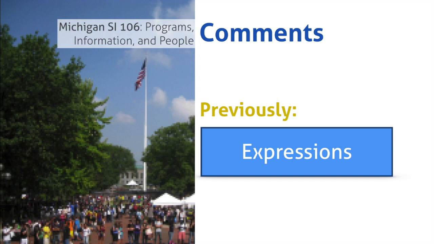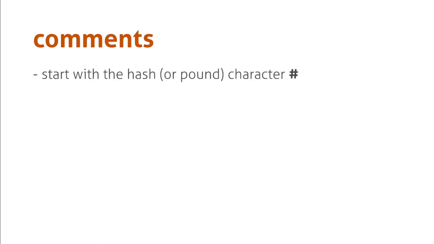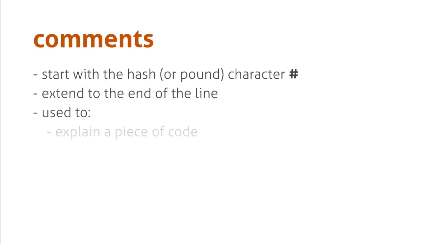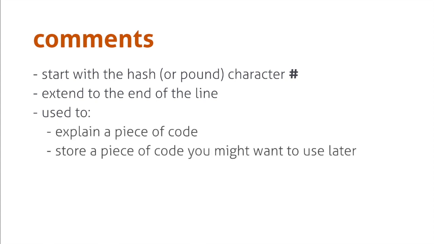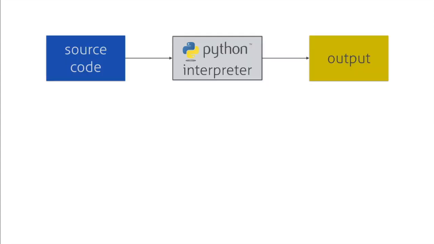Comments are a way to make our code more readable for people. A comment starts out with the hash or pound character, and it extends till the end of the line. In this class, we'll typically use comments for one of two things: to explain a piece of code in plain English, or to store a piece of code that we might want to use later, which is also called commenting out that piece of code.